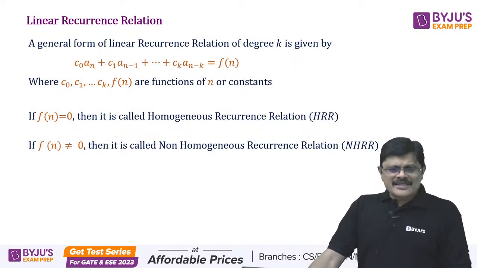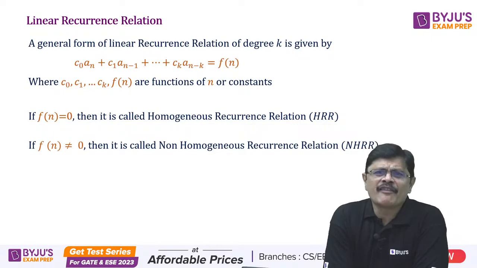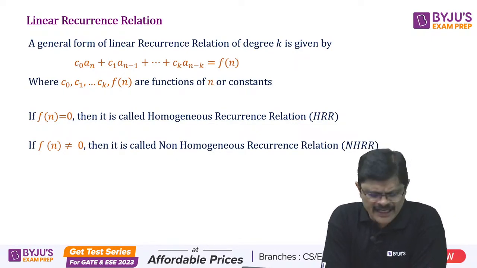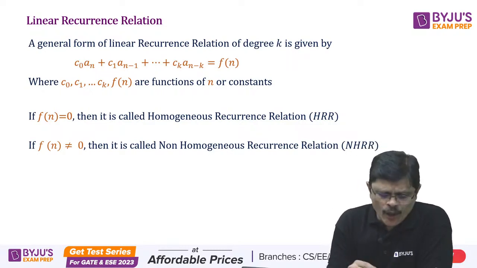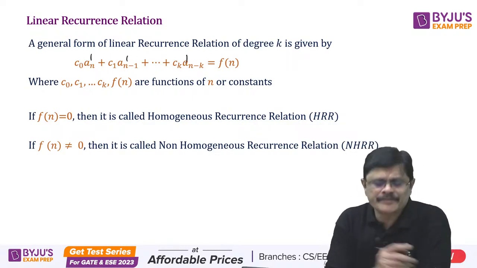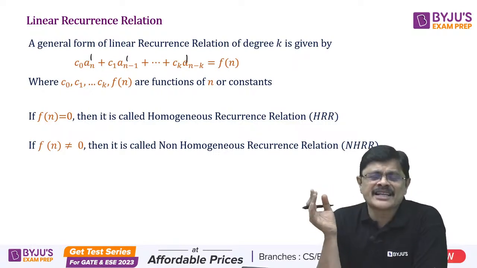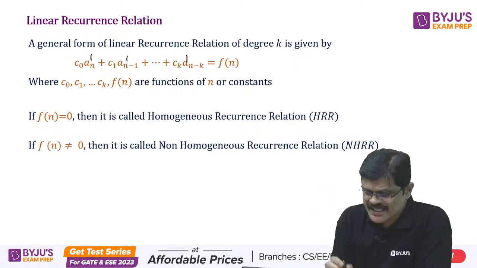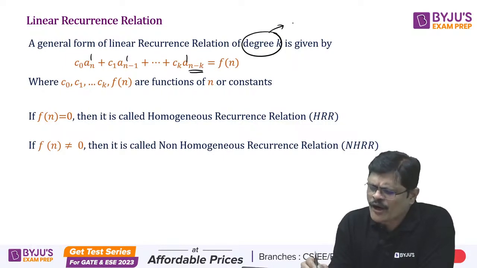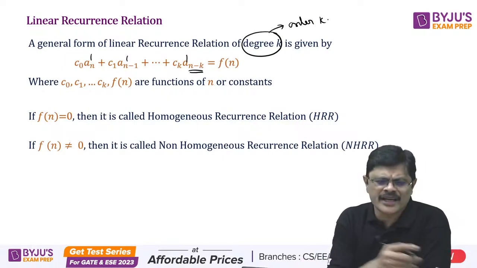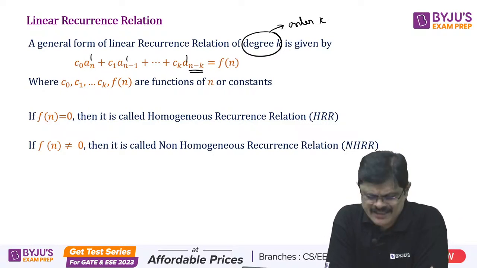The linear recurrence relation, my dear friends. This is the general form of a linear recurrence relation: c0 a(n) + c1 a(n-1) + and so on up to ck a(n-k) = f(n). See, here all these terms have power 1. They are not multiplied with each other. Such recurrences are called linear recurrence relations. You are going up to n-k, so they call it of degree or order k. Some people call it order k, some people call it degree k, my dear friends.